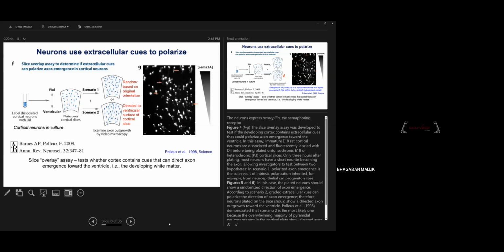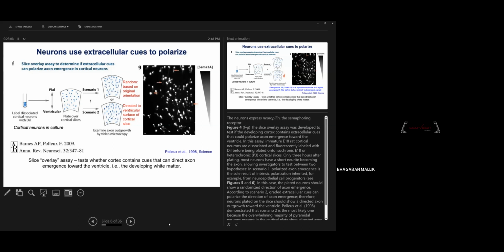What they have done is they have isolated and dissociated the cortical neurons, and they have labeled them with a dye called Dil dye, which can label the neurons. They want to see how the neurons behave when they culture or plate those dissociated cells on this slice culture. So they labeled the cells with this dye, and they have plated them here.